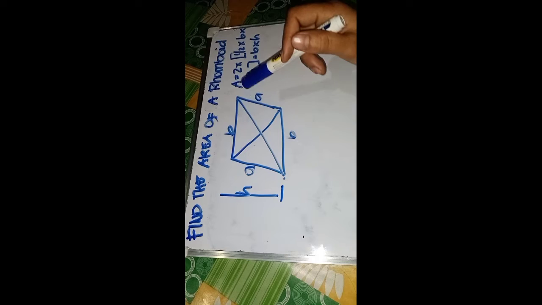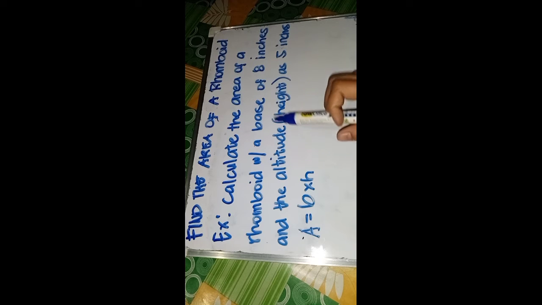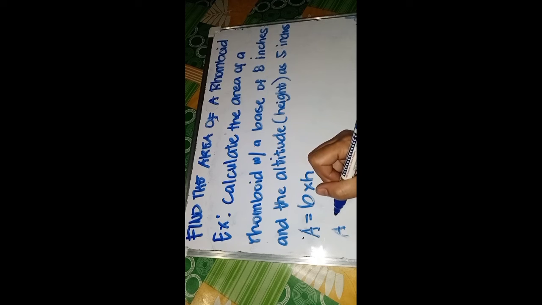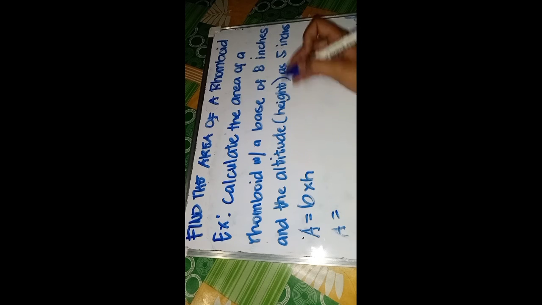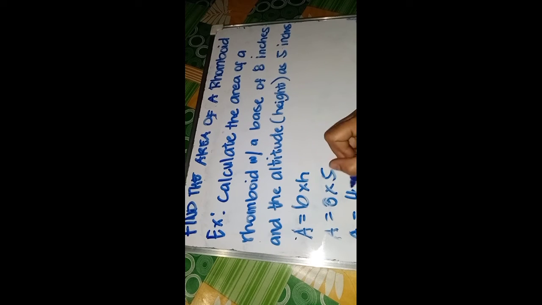Just like the example: calculate the area of a rhomboid with a base of 8 inches and an altitude or height of 5 inches. So our formula for the area of a rhomboid is base times height. So the area of a rhomboid equals 8 times 5, which equals 40 square inches. That is the area of the rhomboid for this problem.